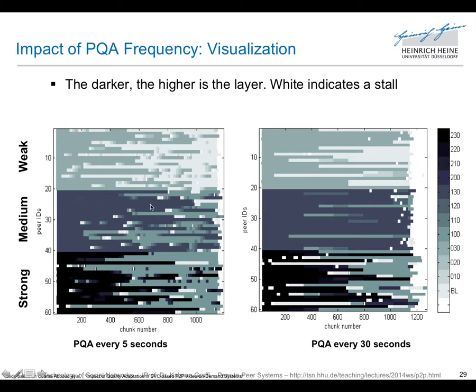And the darker the color, the higher the quality. And you see, you can either have lots of jumps or fewer jumps, but what you also see is that the peers find their ideal quality level, and also the weak peers can be served, and also the strong peers can be served.